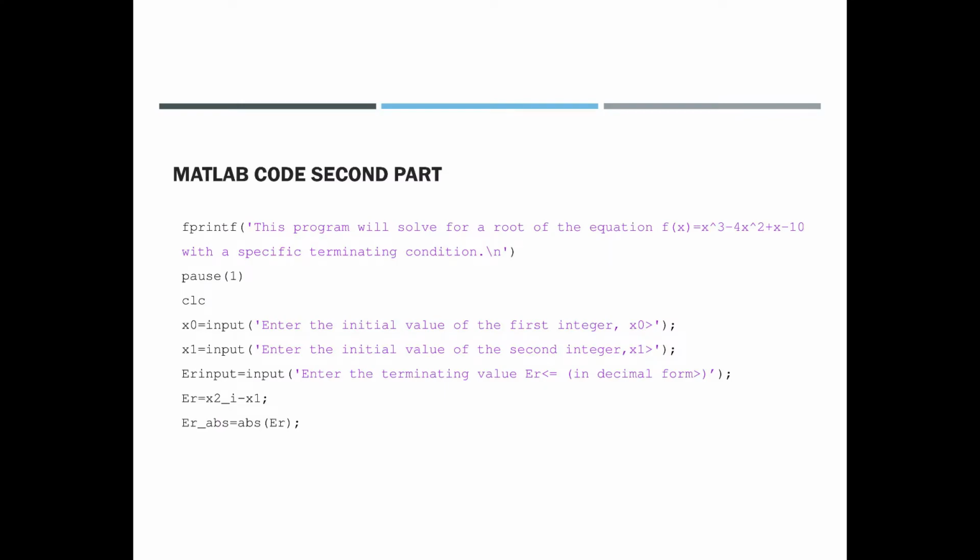Let us now go to the second part of the code. This line will display a text description on what the program will do. This line will pause the program for 1 second before it clears the screen.